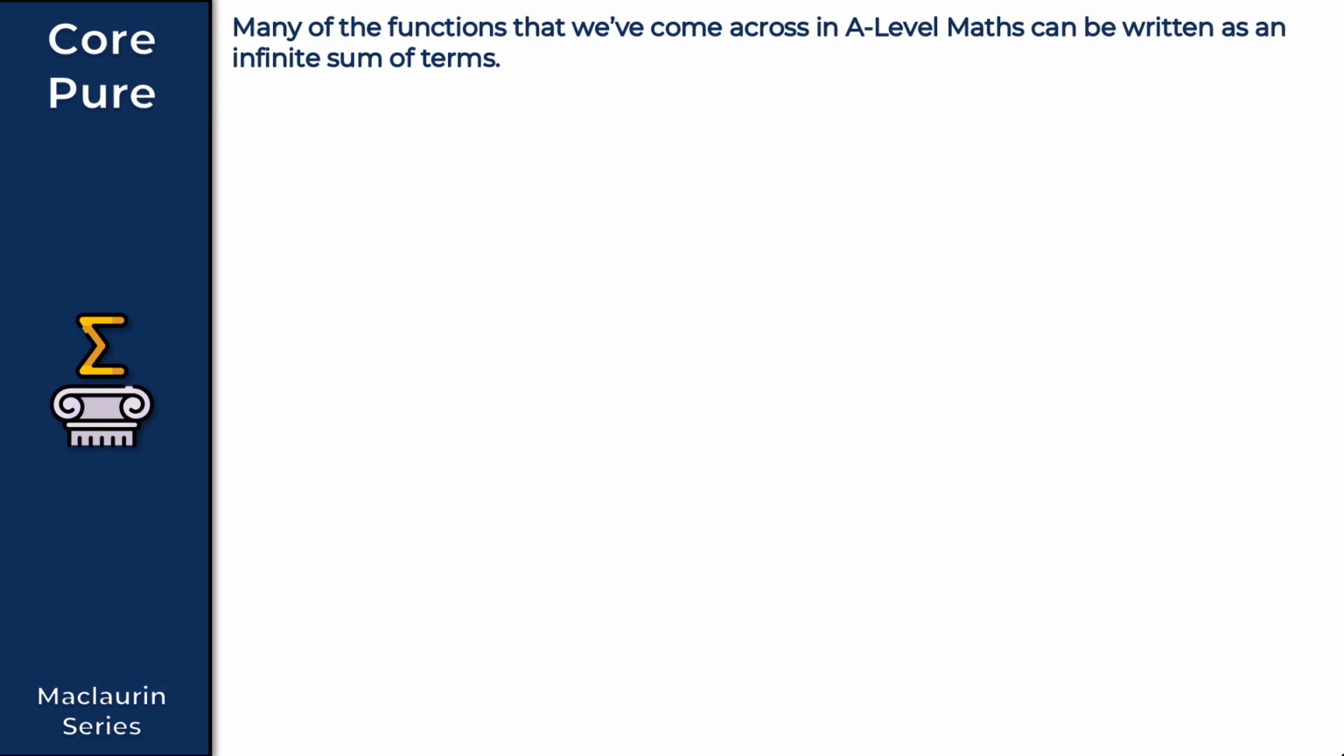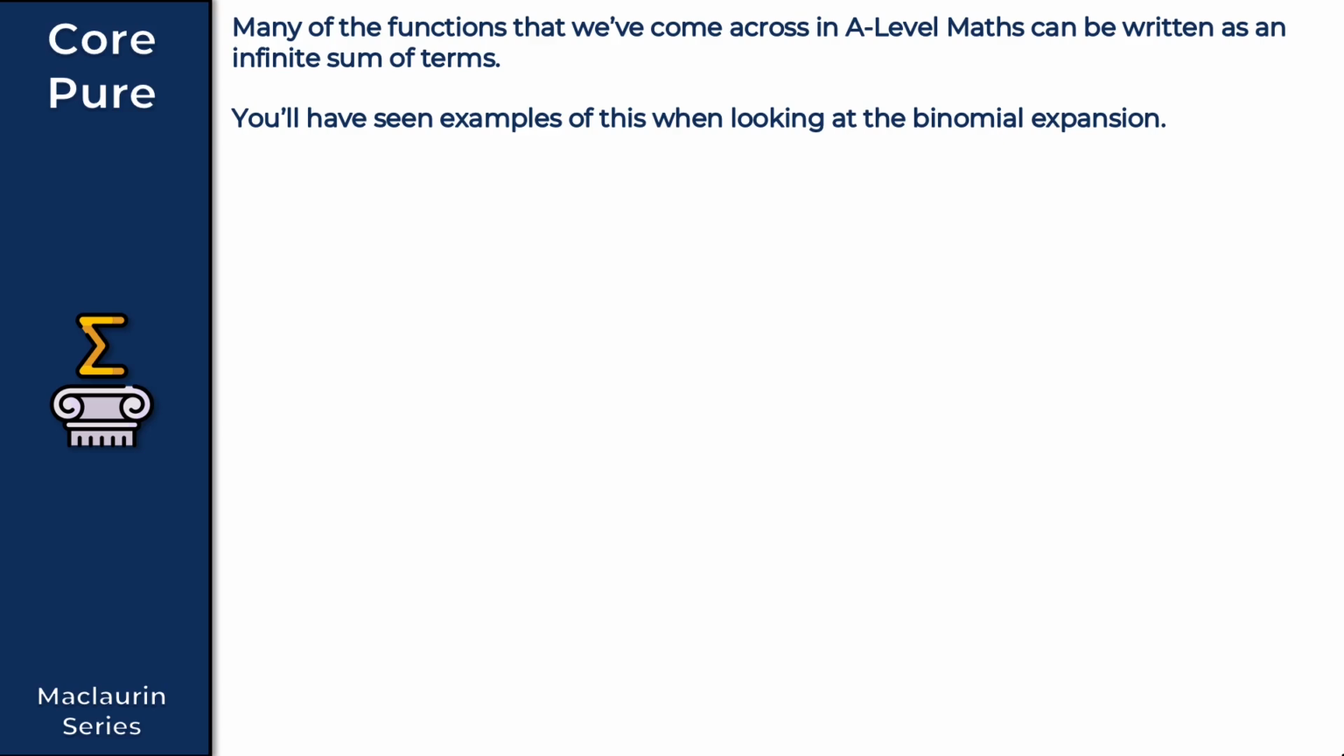In this video, we're going to take a look at the Maclaurin series. Now, many of the functions that we've come across so far in A-level maths can be written as an infinite sum of terms, and you'll have seen examples of this when looking at the binomial expansion. So for example, 1 over 1 minus x is equal to 1 plus x plus x squared plus x cubed plus so on and so on. This is just an infinite sum of terms, right? And this is valid for x between minus 1 and 1.